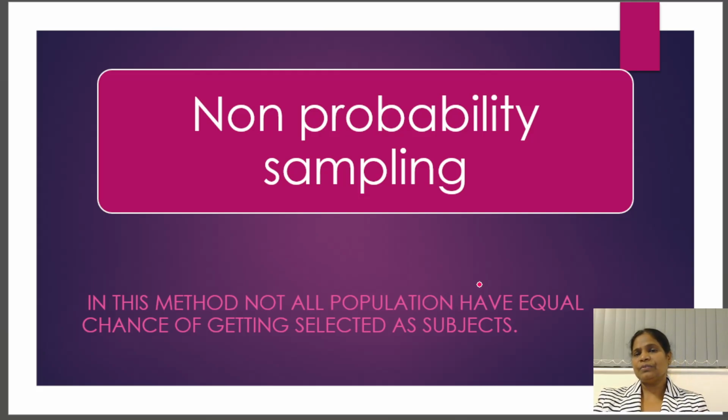These are all some of the probability sampling techniques. Now coming to non-probability sampling techniques. In this method, not all of the population has an equal chance of getting involved in the study as subjects. Whereas in probability sampling, we said every subject has an equal chance of getting involved in the study. But in non-probability sampling, this does not happen.